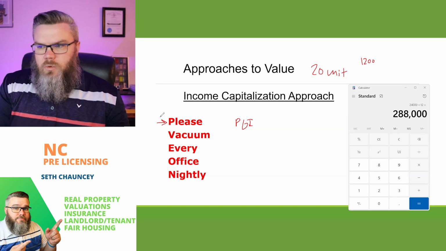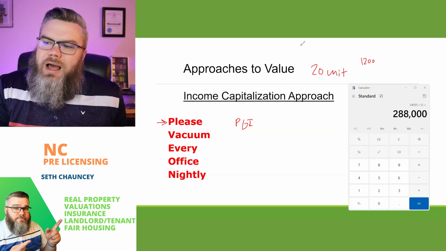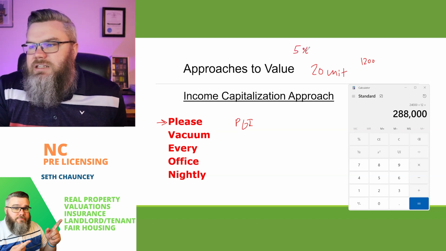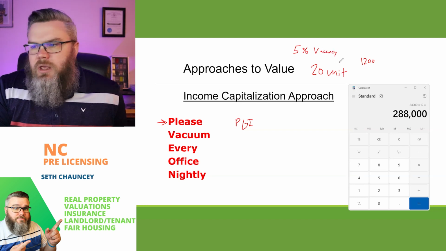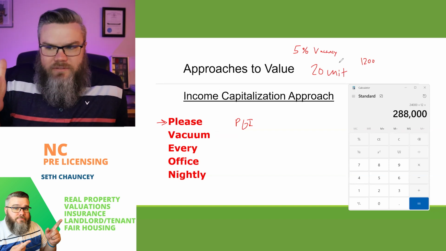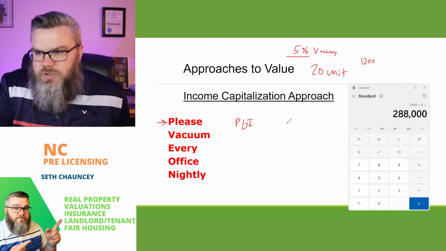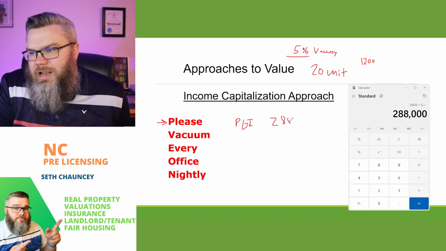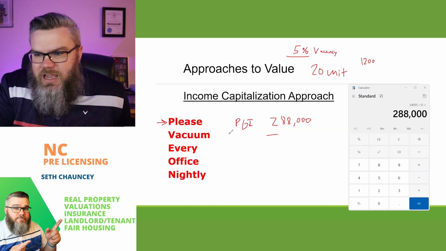Okay. Well, let's say that I was to tell you that this has on average a 5% vacancy rate. Well, that gets us back to the scenario where we don't live in a perfect world. So if I give you the 5% vacancies, that vacancy rate is based on this potential gross income. So your potential gross income is 288,000, but we need to subtract out the vacancies and losses. That's what the V is, vacancies and losses.